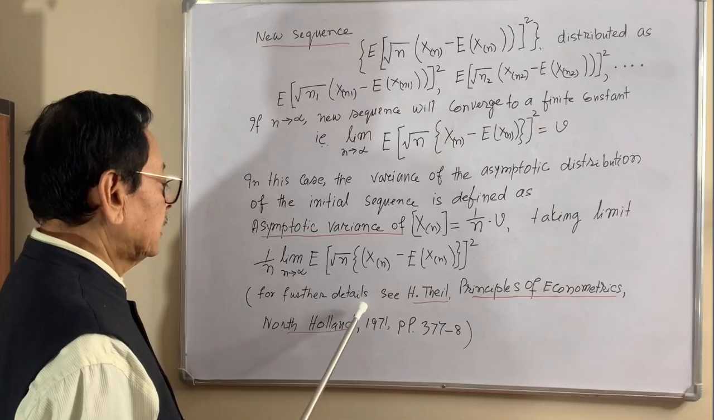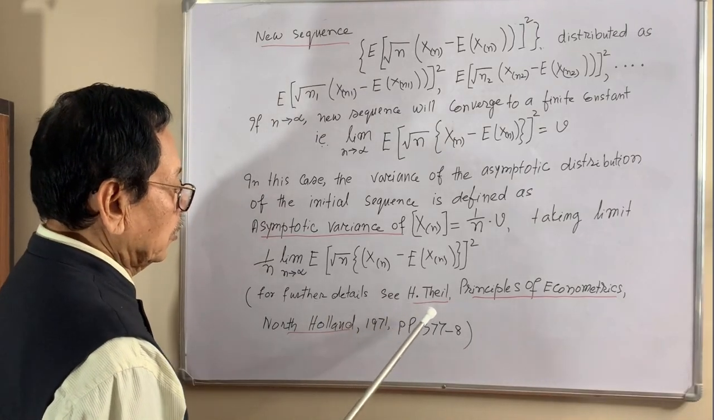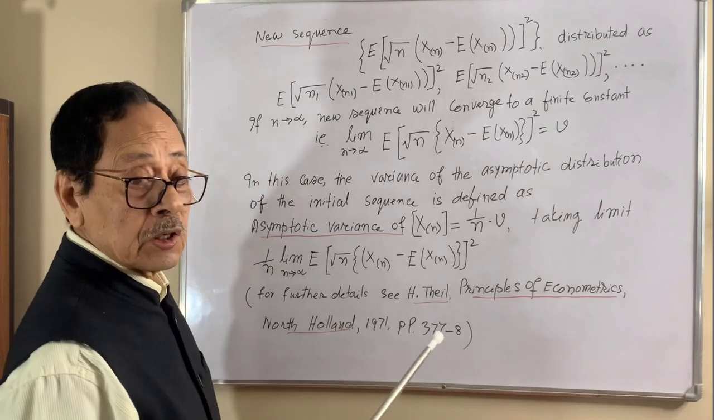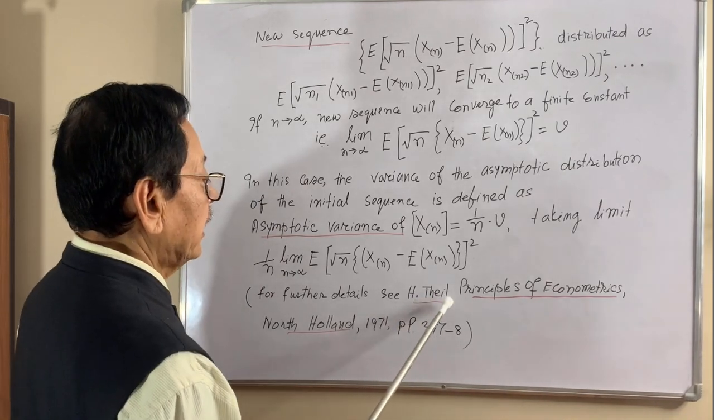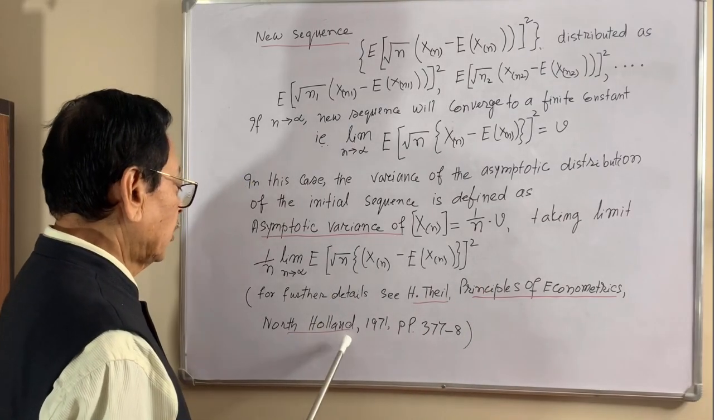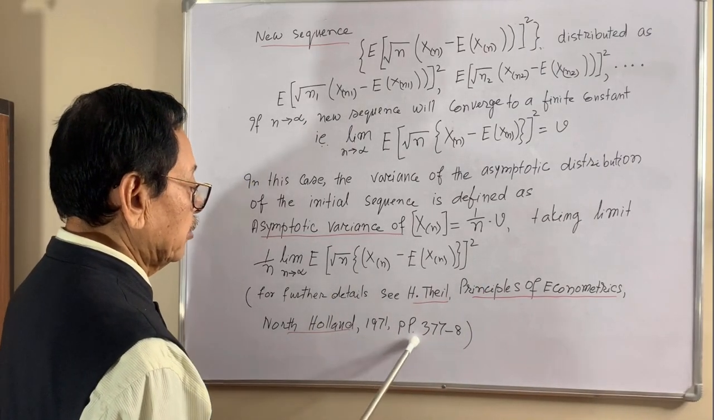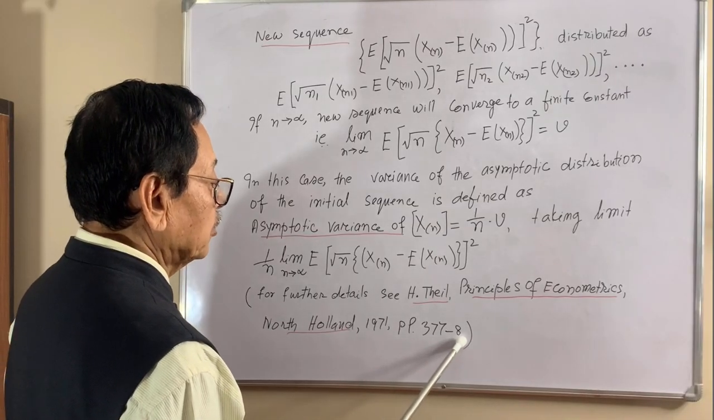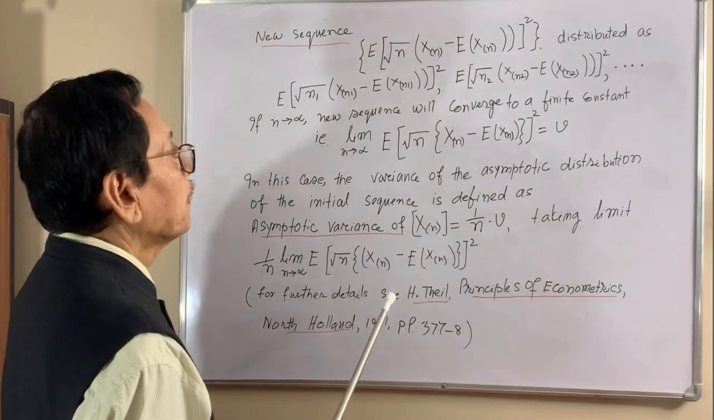For further details, one can see the book on econometrics by H. Theil, Principles of Econometrics, North Holland, 1971, pages 377 to 378.